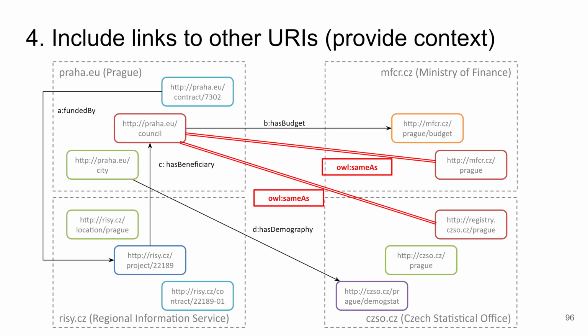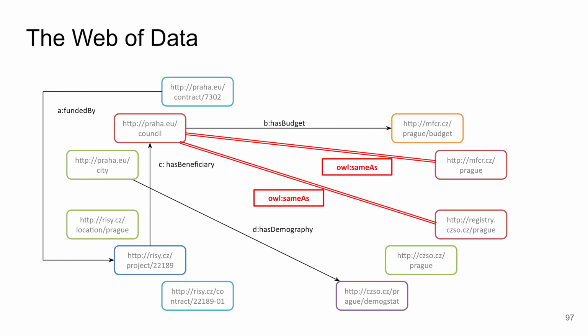And when the data is linked like this, the borders of individual publishers no longer matter. So we'll end up with a web of data that looks like this. And it is similar to when you browse web pages and you don't think about whose site you are on. You just follow the links and read the web pages. So this is the same with data.